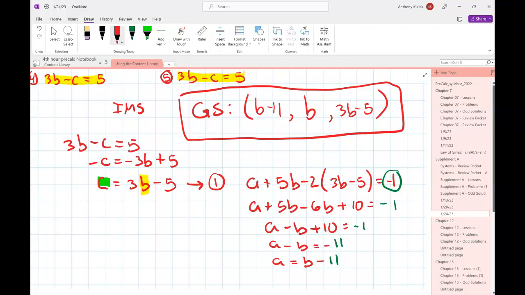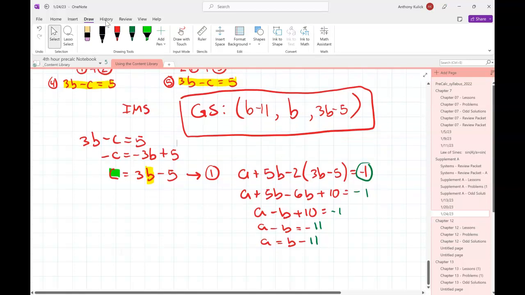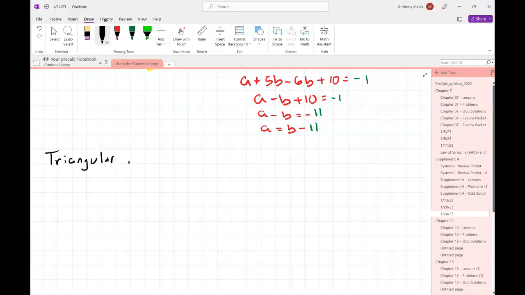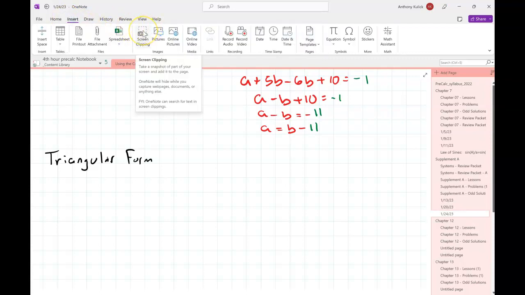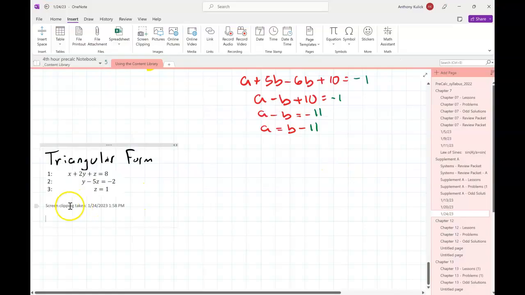One more technique to talk about, and then I'm going to leave you alone. That one other technique is called the triangular form. So, what does a system of equations in the triangular form mean? Well, let me give you an example. So here's an example of a system that's in the triangular form.